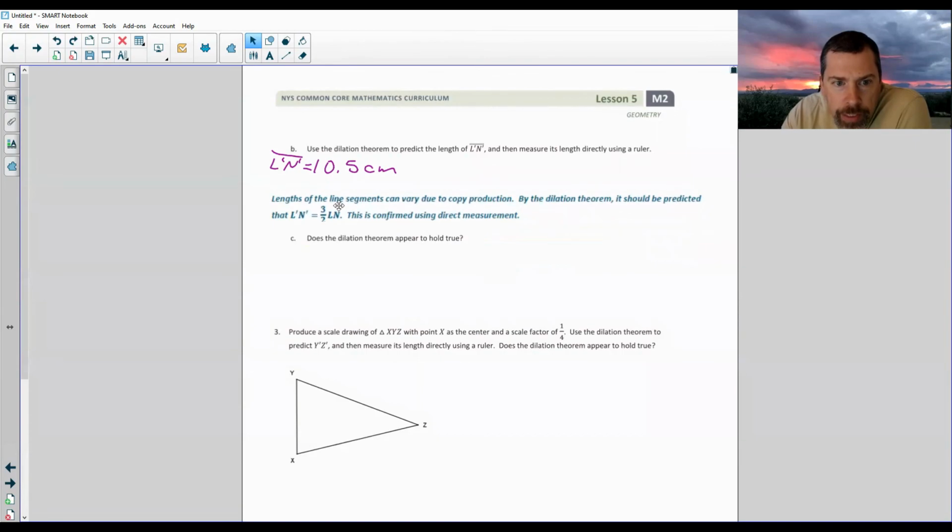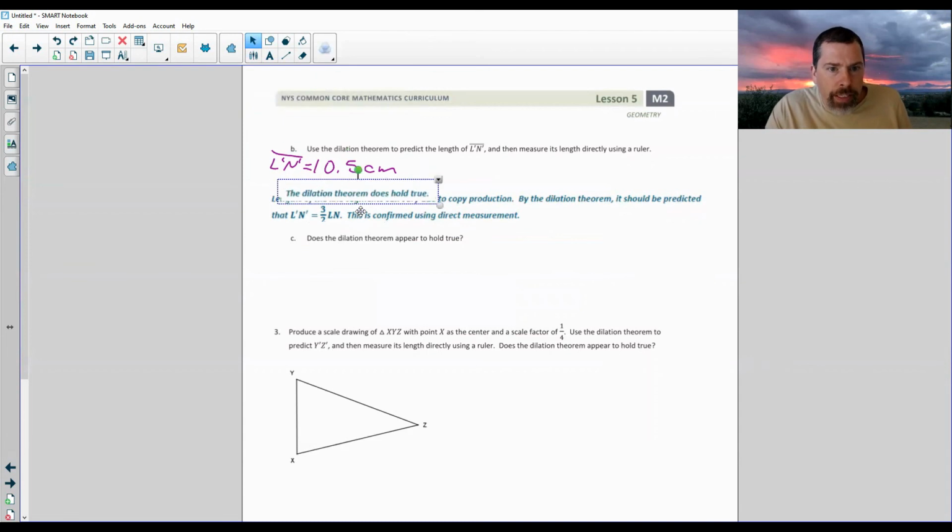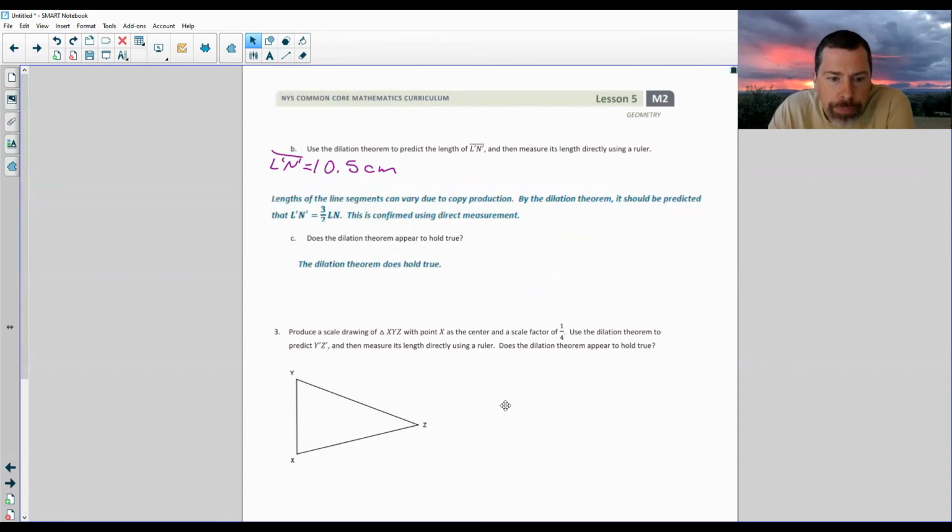Okay, so we would say the length of the line segment can vary due to copy production. Of course, by the dilation theorem, it should be predicted that L prime N prime is 3 halves LN, and this is confirmed using the direct measurement. And then for the next one, we would say the dilation theorem does hold true.